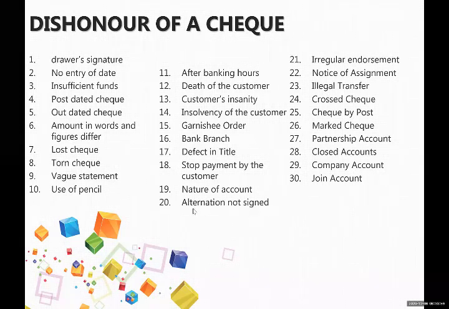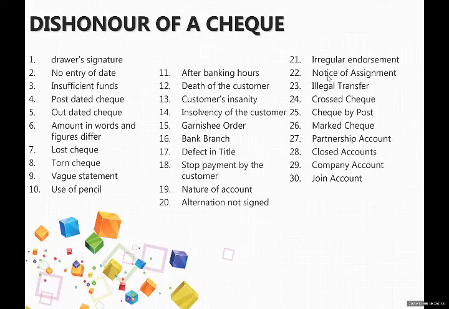Alteration not signed. For example, you have written a post-dated check with a future date, you cut the date and write a new date, and the new date should be signed and authorized. Whatever alteration you are making on the check, it should be authorized and must be signed by the drawer. Irregular endorsement. I already told you that endorsement is always on the back side of the check. If you have endorsed on the front of the check or made any wrong endorsement, the bank will refuse to give you a payment.